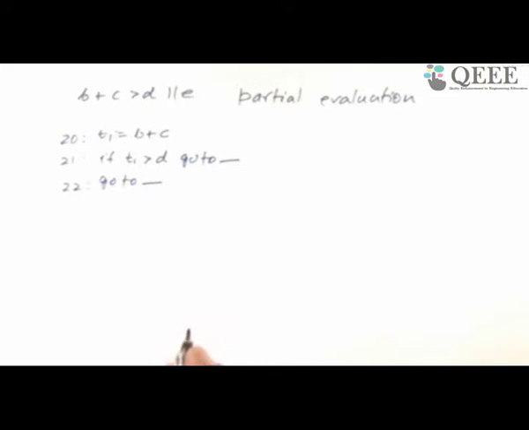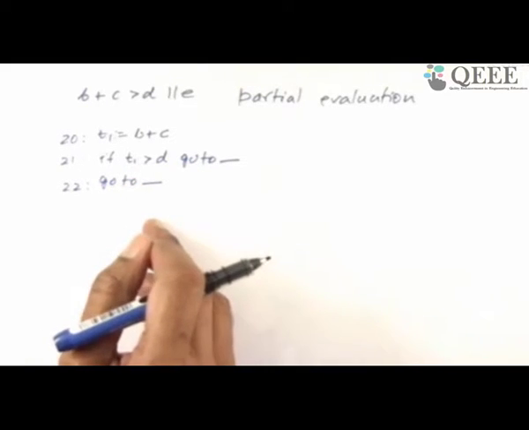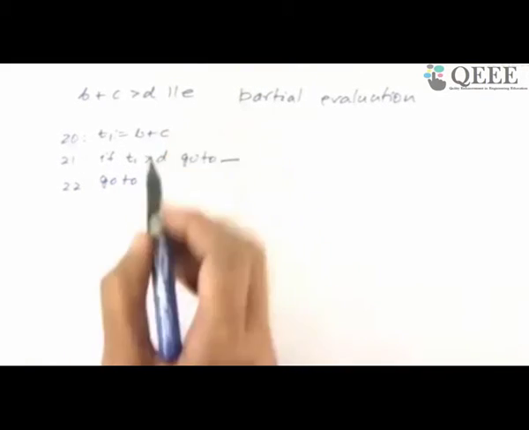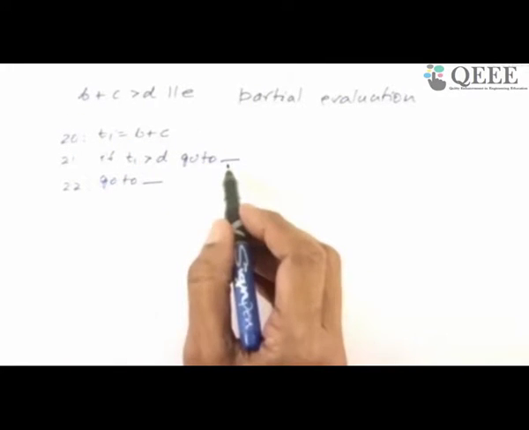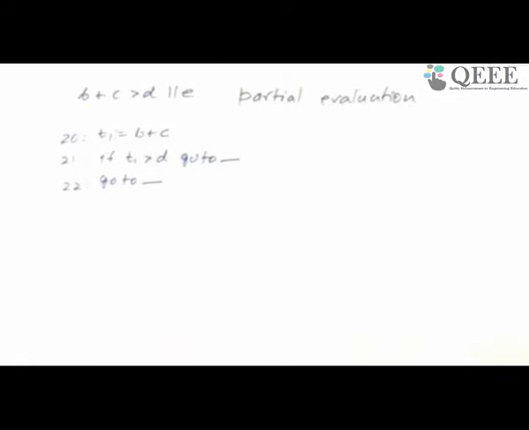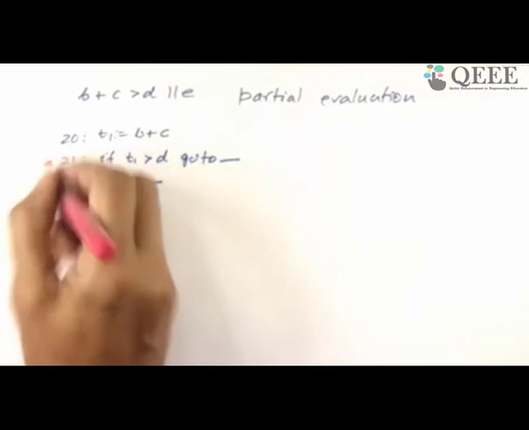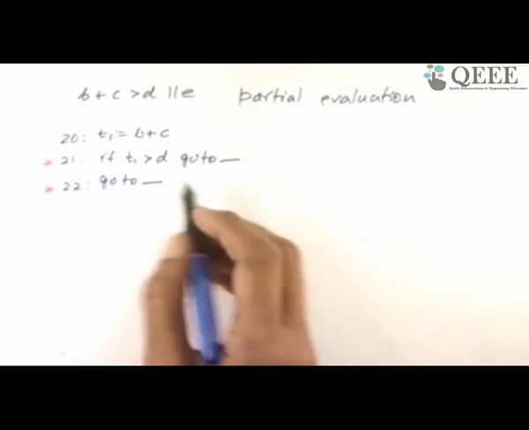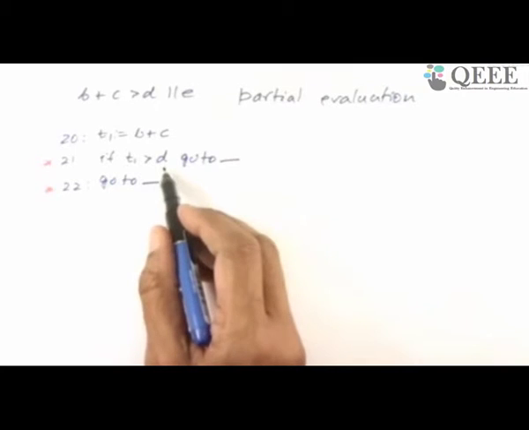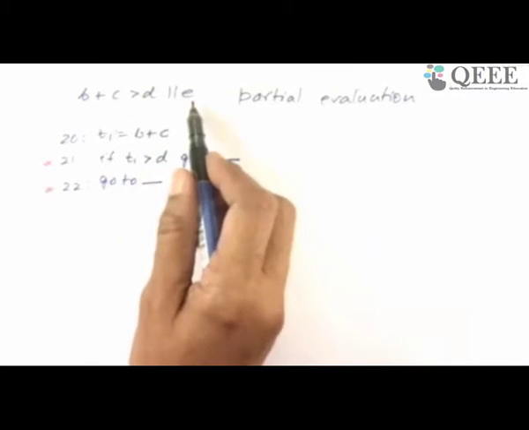Now comes the clue. Since it's a partial evaluation, I know this is OR. If T1 is greater than D, which means this expression is true, I am done. I don't want to do anything. Remember, both of these are incomplete. This is also incomplete, because the destinations are not known. However, you also know that if T1 is not greater than D, which means this expression is false, then I have to evaluate E. I can't do a short circuit.